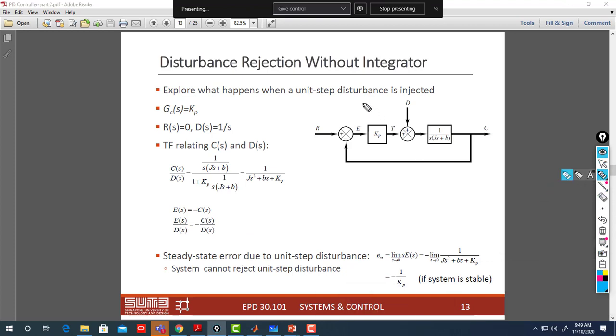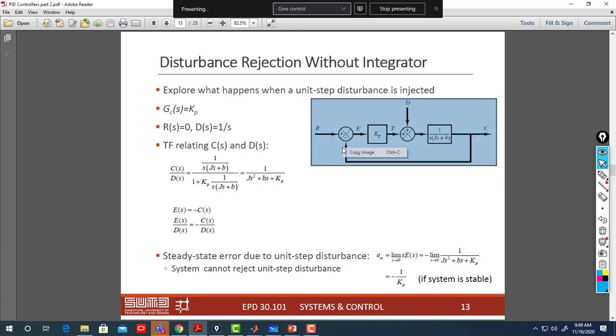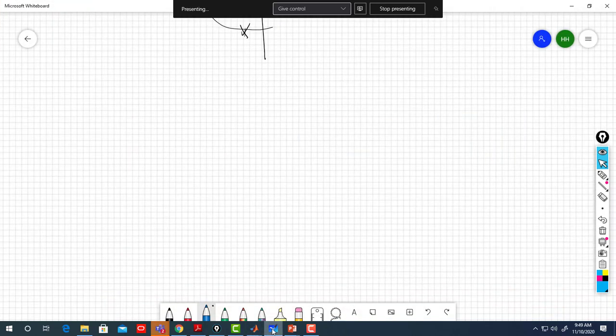Now, what about disturbance rejection? And this is important. Disturbance rejection for a system without an integrator. So let me copy paste it to the whiteboard here.